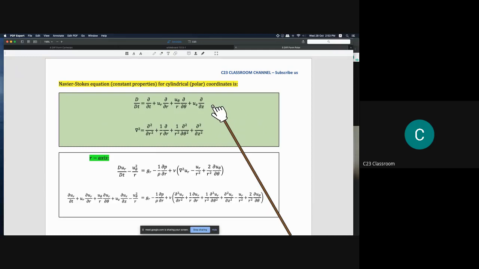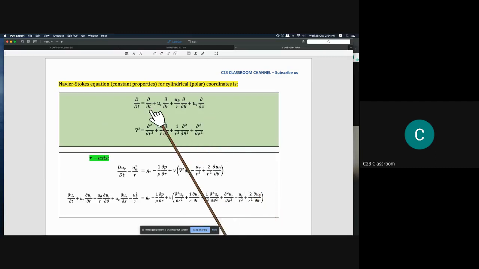Again, please think that it is totally different compared to the Cartesian coordinates, because the similarity is almost zero. It means you cannot use the idea of Cartesian coordinates to write the polar coordinates. So you need to remember a totally different equation.